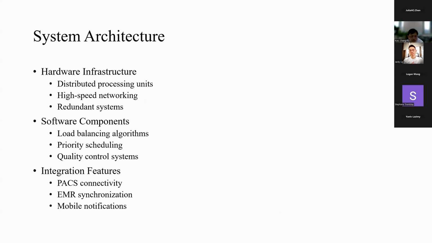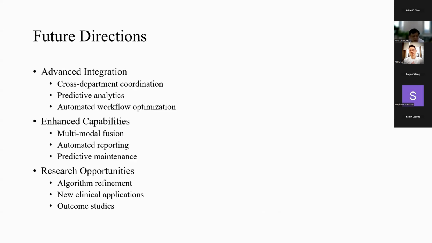So there are many considerations for the system architecture. We need to understand the hardware, the software, and also integrate different systems, such as the PACS system or electronic medical record system, and also have mobile notifications. So in the future, hospitals need to have cross-department coordination for predictive analytics and introduce novel technology, hardware and software to enhance the capability for multi-modal fusion and automated reporting.